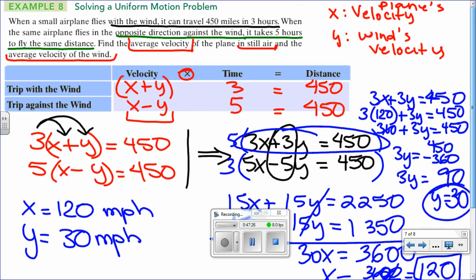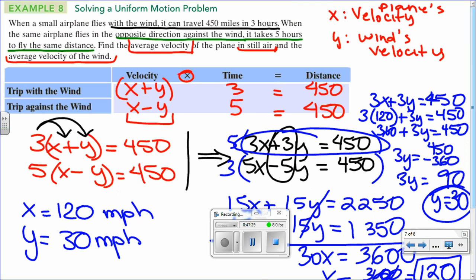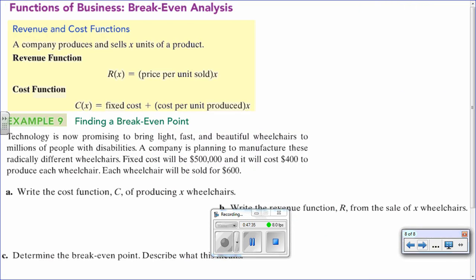Now, if the question is still available, yeah, it will just be x and y. So I forgot there was one more. I thought the other one was the last one.